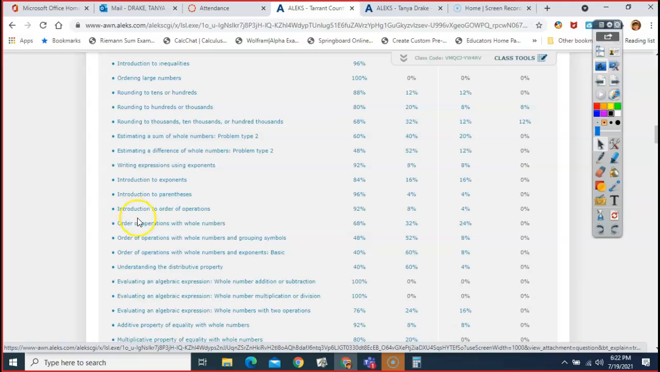I think I might need to also look at, does anybody need to see order of operations? Like what goes first, adding or subtracting? Yes, ma'am. Okay, let me do that. All right, so when you're looking at order of operations, there's an order.